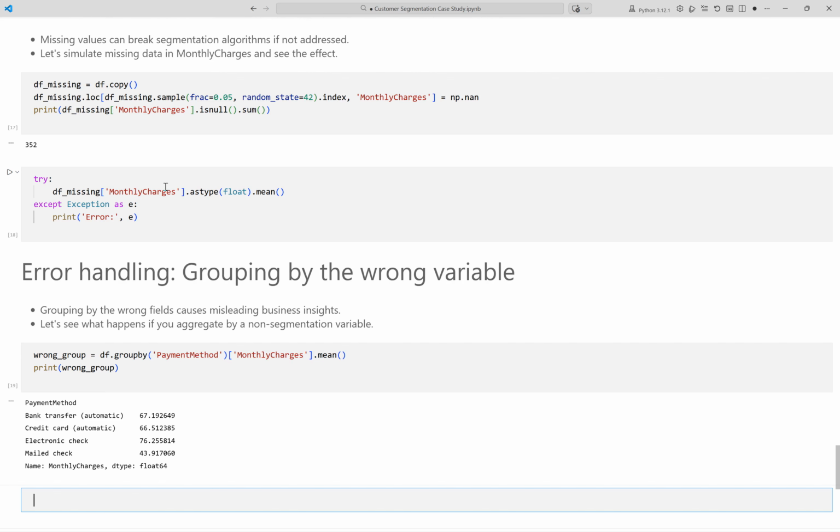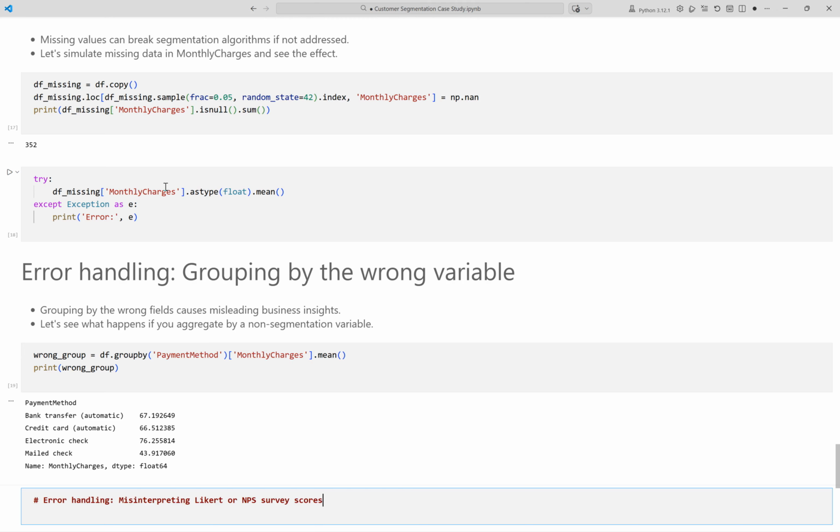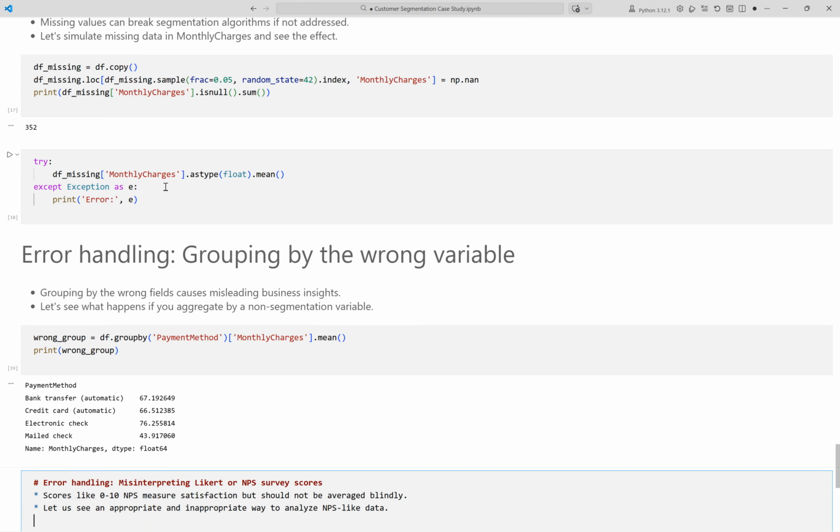Error handling, misinterpreting Likert or NPS survey scores. Scores like 0 to 10 NPS measure satisfaction but should not be averaged blindly. Let us see an appropriate and inappropriate way to analyze NPS-like data. Running the cell now.